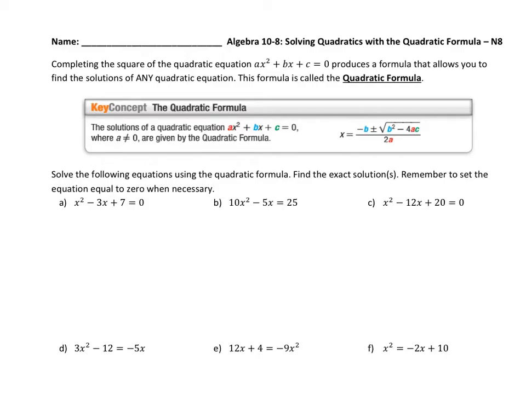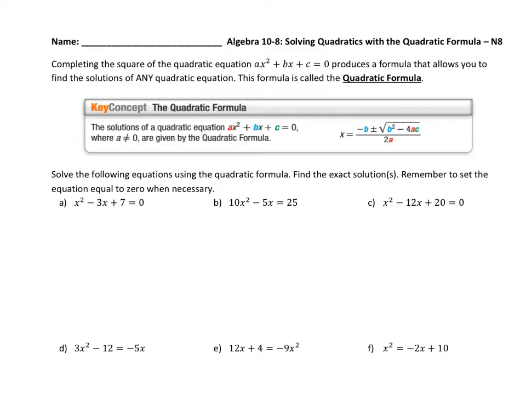Algebra Unit 10, Lesson 8, Notes 8: Solving Quadratics with the Quadratic Formula. Completing the square of the quadratic equation ax squared plus bx plus c equals 0 produces a formula that allows you to find the solutions of any quadratic equation. This formula is called the quadratic formula.